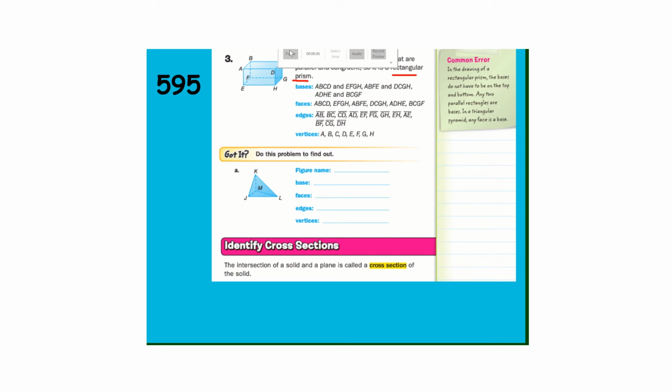Okay, at the bottom there, identify the cross section. Okay, so a cross section is a plane. So think back when I said like that piece of paper that goes on forever. If it slices through a solid, what shape would it make? That's what we're going to talk about here next.